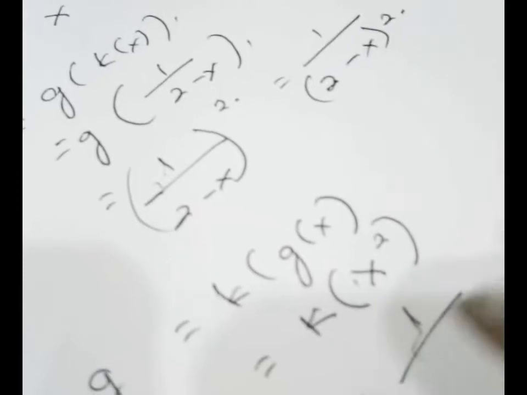Okay, how about k composite g? K composite g is k of g(x). So k is 1 over 2 minus x, and g(x) is x square. Replace x here by x square. So we have 1 over 2 minus x square. That's it.